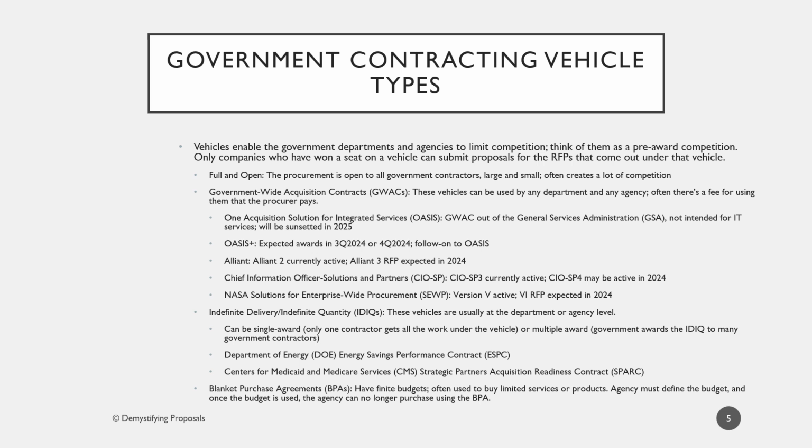In addition to GWACs, there are things called IDIQs. IDIQs are usually at the department or agency level. And IDIQ stands for Indefinite Delivery, Indefinite Quantity. So they are open in terms of the kinds of work that can be procured under them. They can be single award, which means that only one contractor gets the work under the vehicle, or they can be multiple award, which means that there are several government contractors who are available to bid on that IDIQ.